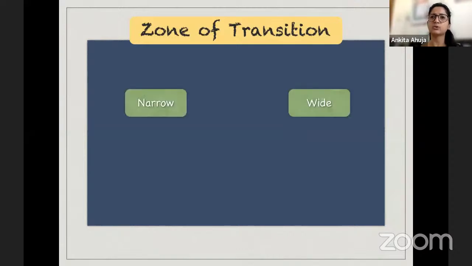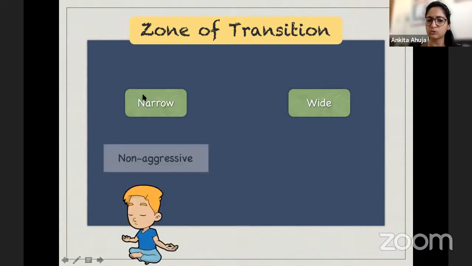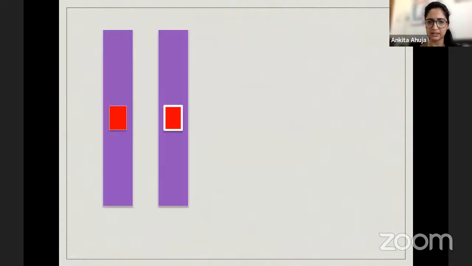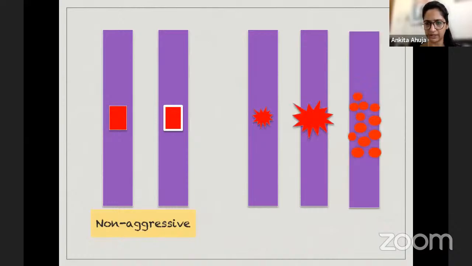What do you mean by zone of transition? It's basically whether you can draw a line around the lesion discretely from the rest of the bone or not. If you can draw a line discretely, that becomes a narrow zone of transition, and that's a non-aggressive lesion. If you cannot draw a line discretely around the lesion, then it becomes a wide zone of transition and it suggests an aggressive lesion. So let's see the graphic understanding.